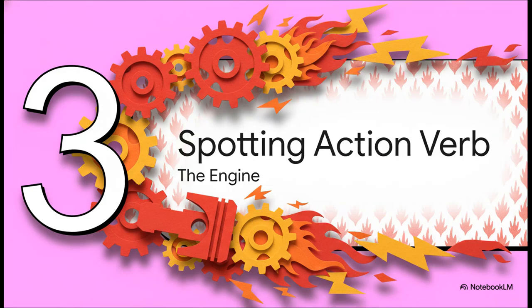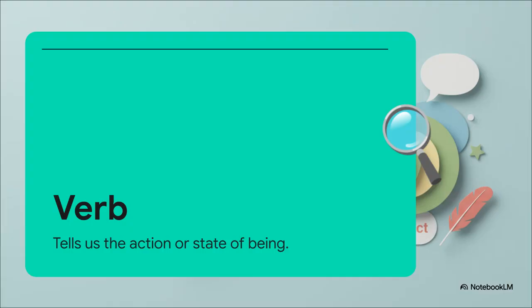Section 3, spotting the action verb. With our blue subject securely in place, we need to move on to the engine of the sentence. I want you to imagine this crucial block painted bright, fiery red. The verb is what breathes life into our subject. It dictates the action or the state of being. Without it, the sentence has absolutely no momentum. Think of highly energetic actions like run, eat, write, study. These are the actual things happening in the sentence.